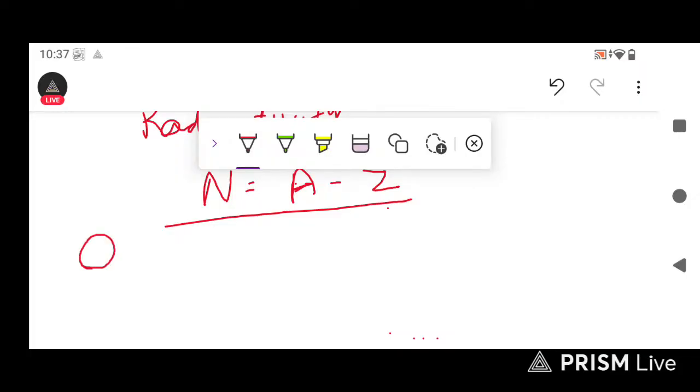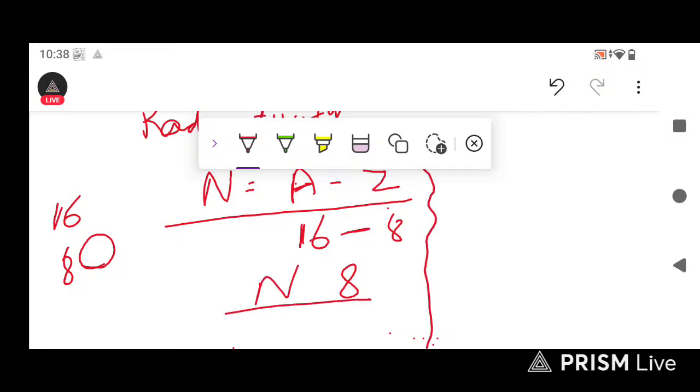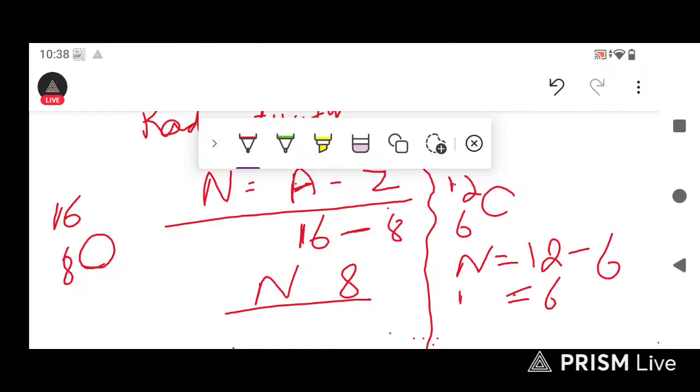For example, there is oxygen, the number of protons is 8 and the mass number is 16. So we put 16 here and 8 here. 16 minus 8 is equal to 8, so the number of neutrons is 8. If we talk about carbon, carbon has atomic number 6 and mass number 12. We put that in the formula: N is equal to 12 minus 6 is equal to 6, which means the number of neutrons in carbon is 6. So here is the simple trick where you can find the number of neutrons.